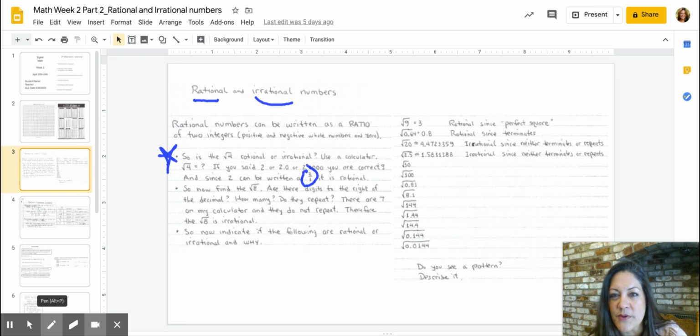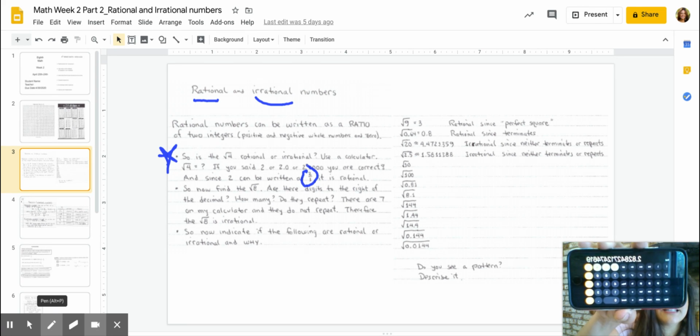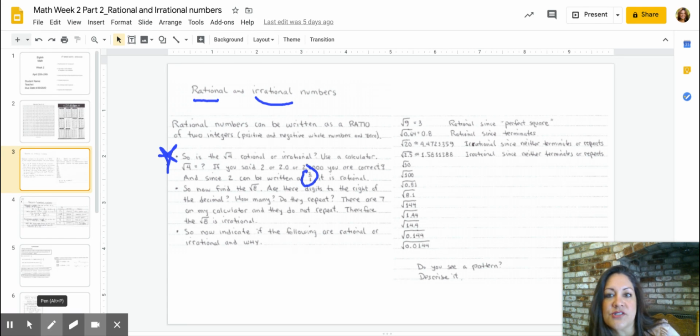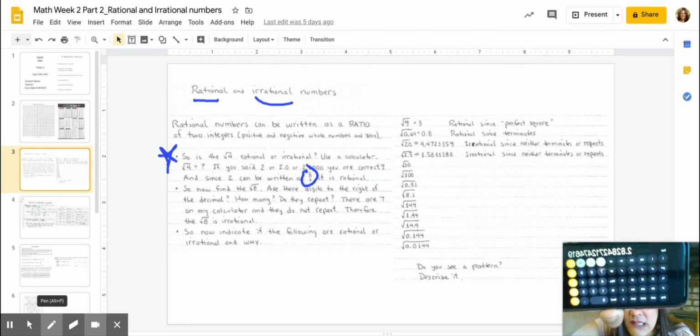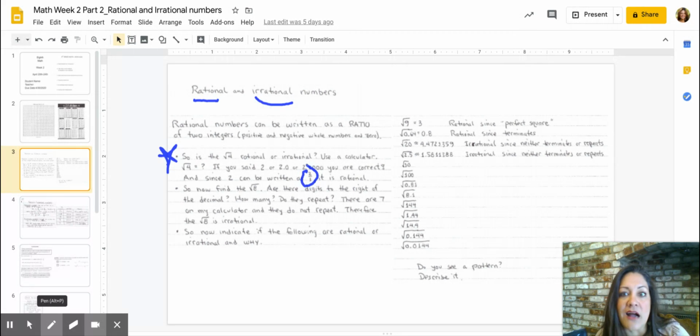So now find the square root of 8. Are there digits to the right of the decimal? Okay, so let's take a look. All right, square root of 8, there it is. You see it? Yeah, there's tons of numbers to the right of the decimal. How many do they repeat? So on the calculator that was used here, there were 7. There are more than that here, and none of them repeat. So therefore, it is not rational. So we call it irrational.